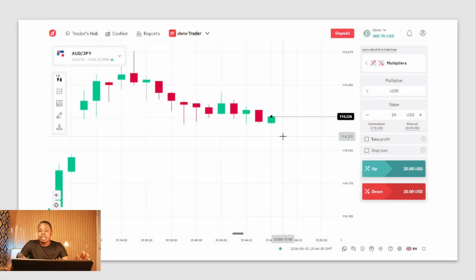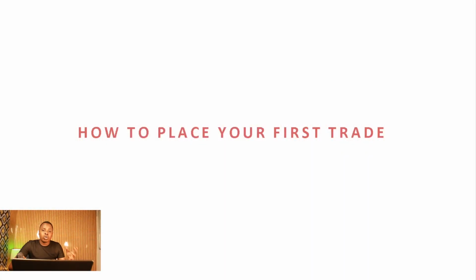But before I show you exactly step by step how to trade these multipliers, what you need to understand is that the power of multipliers goes both ways, just like leverage. If the market is going in your direction, you are going to be making more money, and if it's going against you, that means you are also going to be losing more. So I'm going to show you step by step how to place your first trade on the multipliers.